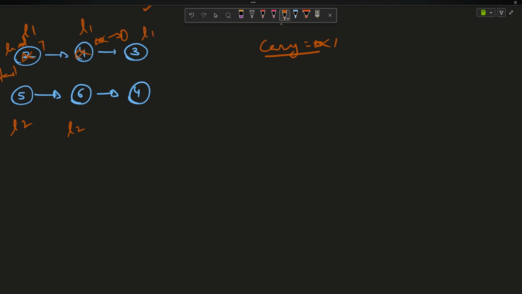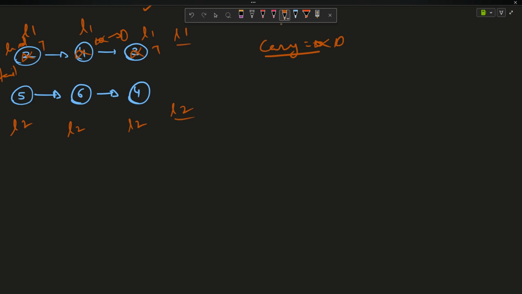Now, L1 comes next, L2 goes next, right? 3 plus 4 gives me 7. After that, the carry also becomes 0, right? L1 will come here, L2 will come here. Okay? Both of them turn to null.